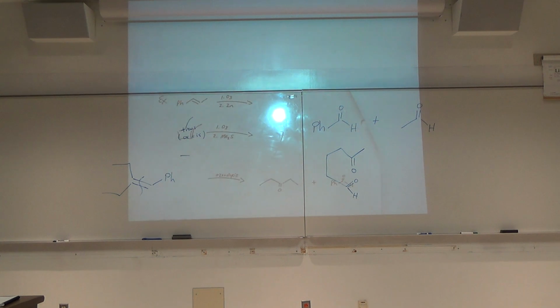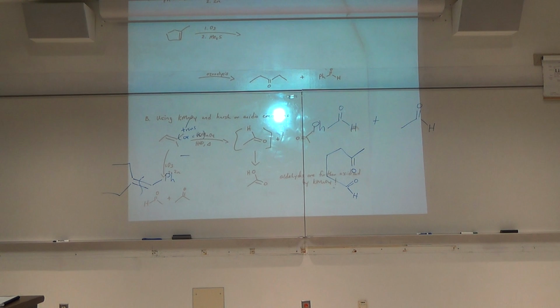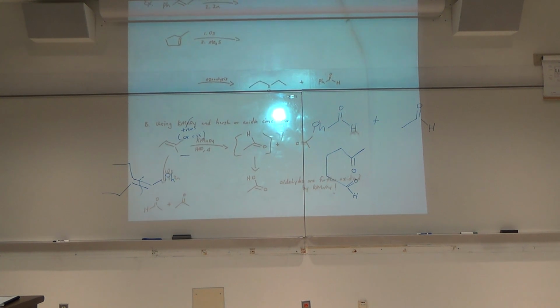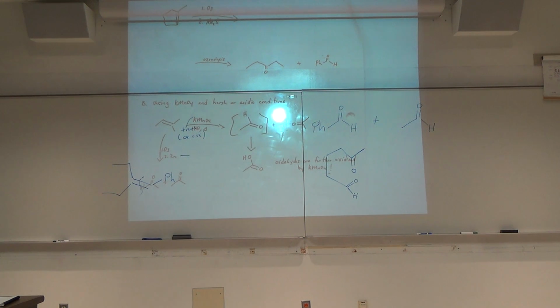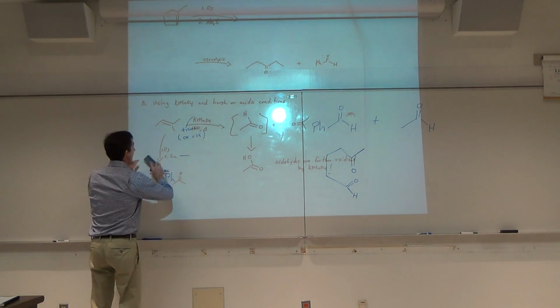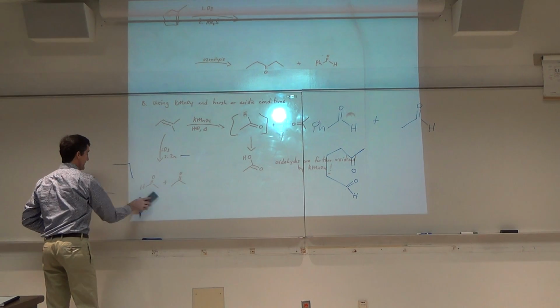There's another reagent that will do this, and guess what it is? Remember that reagent where we had to do mild? KMnO4 mild, what does that do to an alkene? Cis-diol. KMnO4 harsh, what does that do to an alkene? It actually cleaves it and gives you the same thing as ozonolysis, with one exception. Aldehydes do not survive KMnO4.